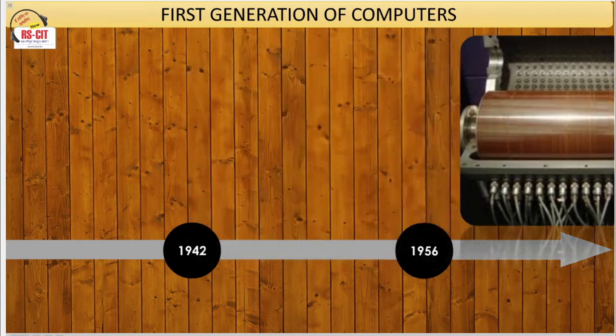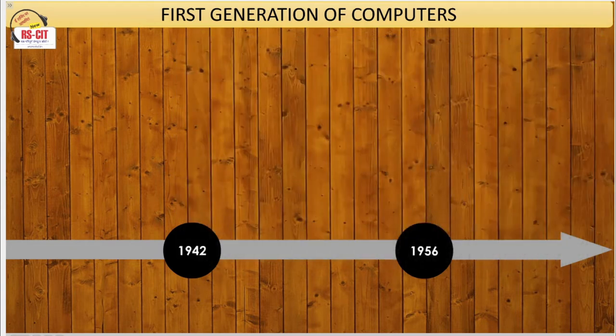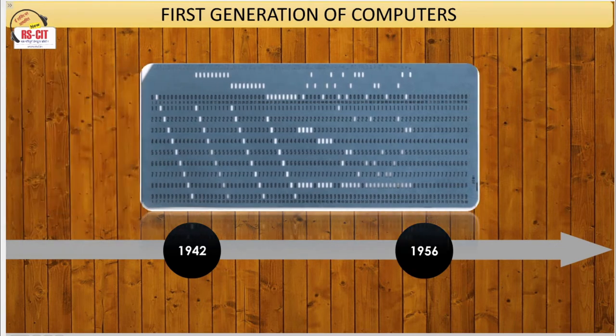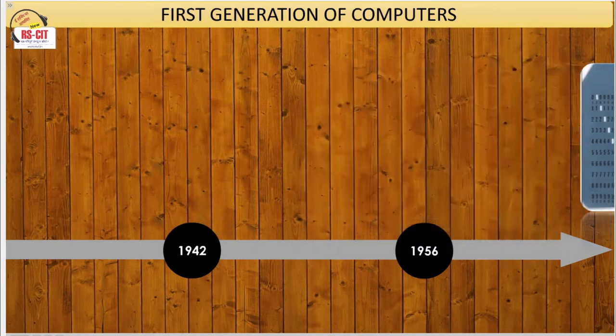The first generation computers operated upon machine language and used it as the programming language. Input was given to them by punched cards and paper tapes. They were able to solve one problem at a time.